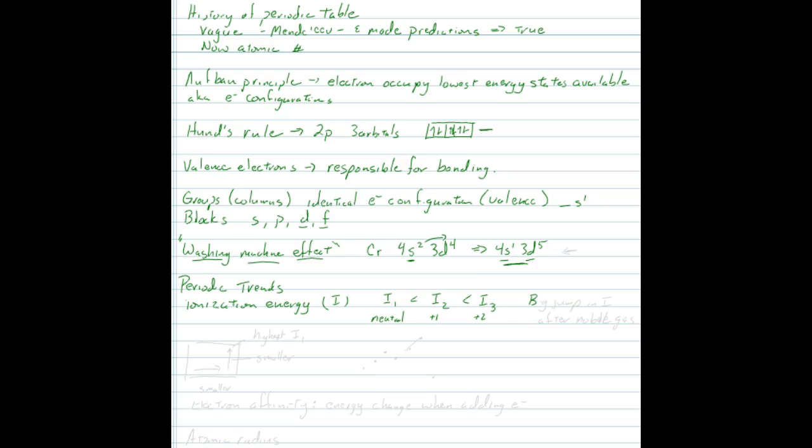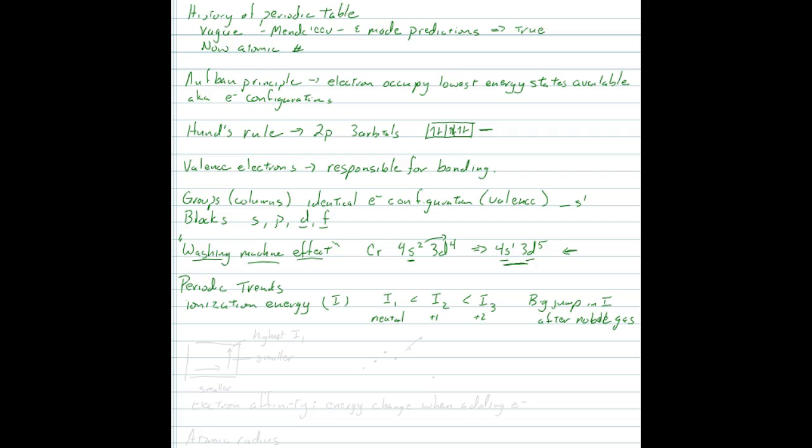There's always a big jump in ionization energy after the noble gases. And that's because noble gases are the ultimate in the stable washing machine effect situation. It's the way it wants to be, and so taking more away from that very stable thing takes a lot more energy.